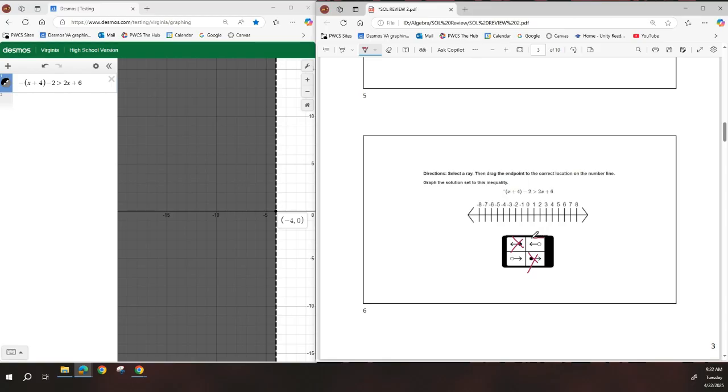So in the SOL program, we would choose this option, open circle because of the dashed line, arrow to the left because that's where the shading is, and we would drag it up here to -4 where our intercept is. So we drag it up here, our open circle would land there, and our arrow would go to the left, and that would be our solution. If we wanted to write the inequality statement, we would say x, and then we would have our inequality pointing to the left, and then -4.